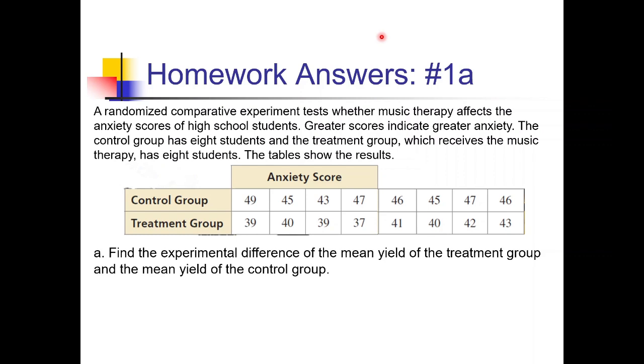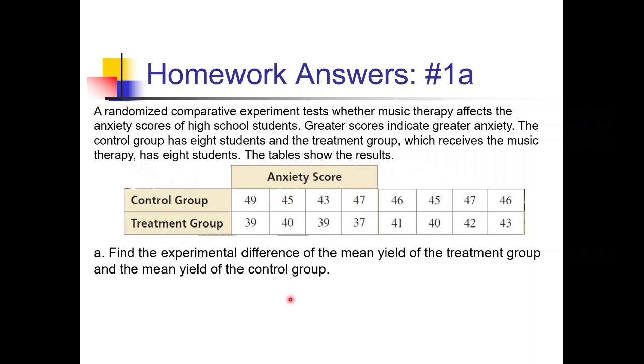For all the problems on this problem set, we're going to be using this randomized comparative experiment that tests whether music therapy affects anxiety scores of high school students. Greater scores indicate greater anxiety. We have a control group with 8 students, and a treatment group which got the music therapy, and they also have 8 students. Here's the table with the results, and we're going to be using this for the next few problems.